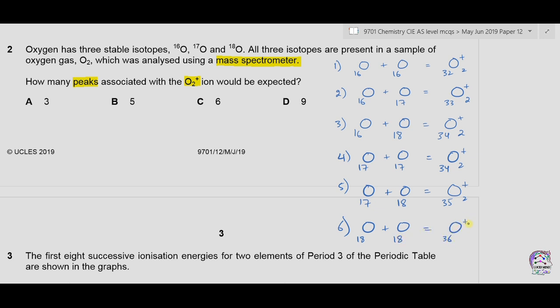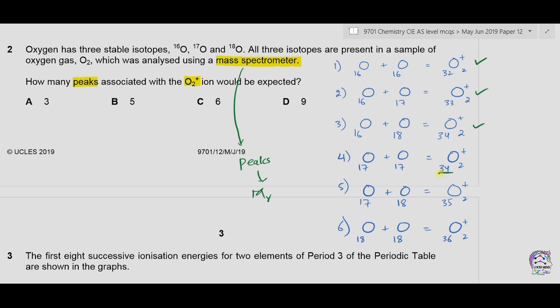oxygen 36 ion. Now in mass spectrometer we know that the peaks are actually based on molecular masses of the molecules. So therefore different molecular masses will have different peaks. How many peaks associated with oxygen ion would be expected? Let's see how many different molecular masses are there. So this one has 32 molecular mass, 33, 34.